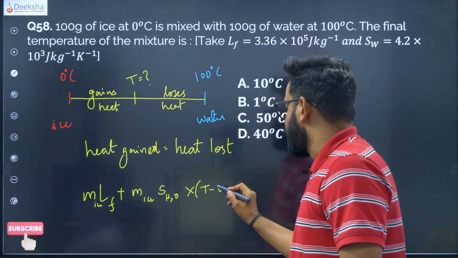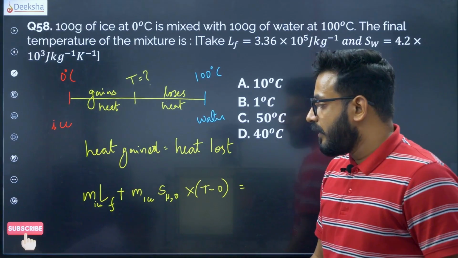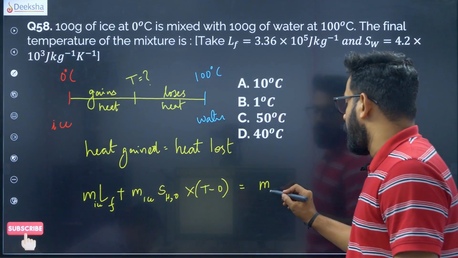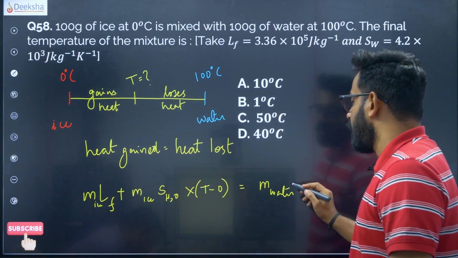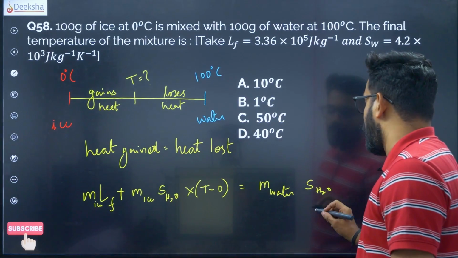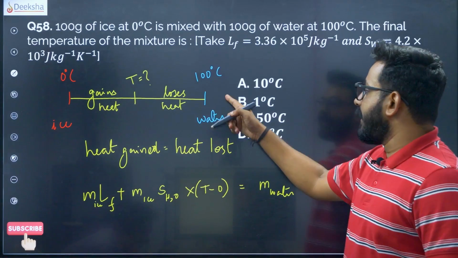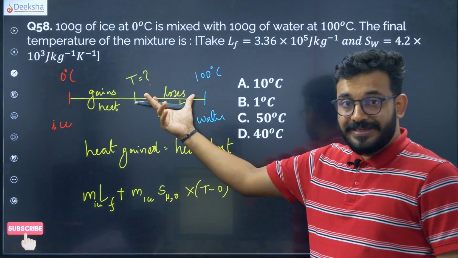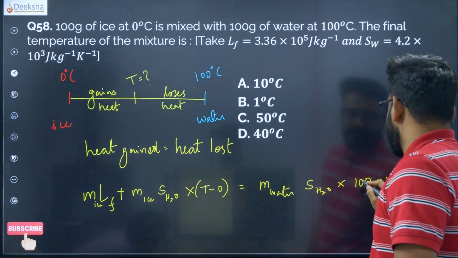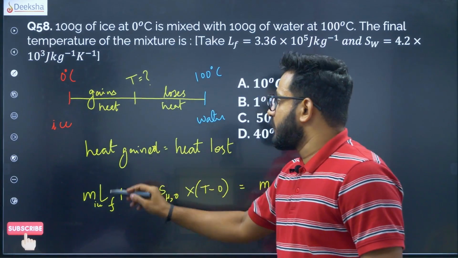Change in temperature is final minus initial, T minus 0. Now the heat lost by water is mass of water into specific heat capacity of water, into 100 minus T. Now what is the difference in temperature? 100 minus T, since 100 is the greater one. Now substitute all the values.